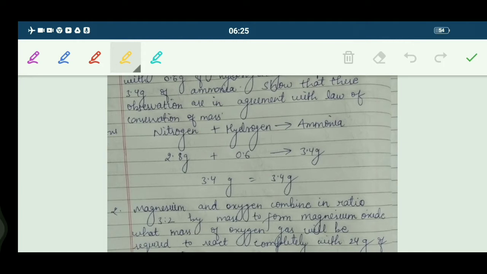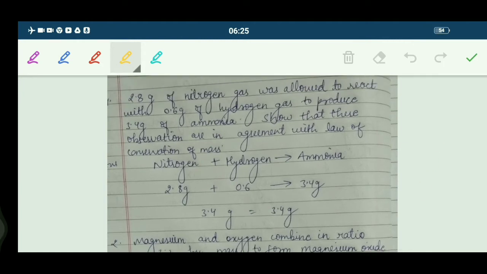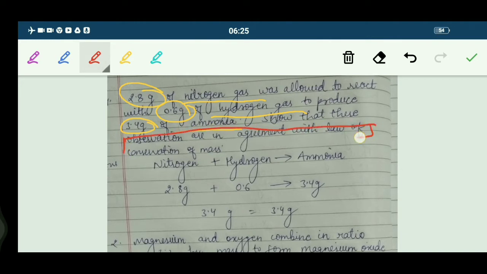See students, the question is: 2.8 gram of nitrogen gas was allowed to react with 0.6 gram of hydrogen gas to produce 3.4 gram of ammonia. Show that these observations are in agreement with the law of conservation of mass. So we need to show whether these observations are in agreement with the law of conservation of mass, which states that mass can neither be created nor be destroyed.